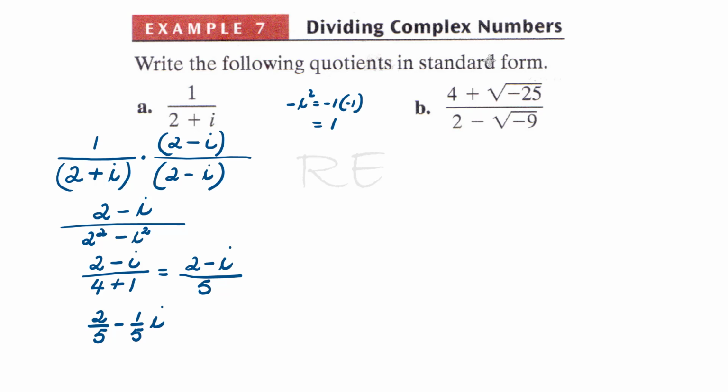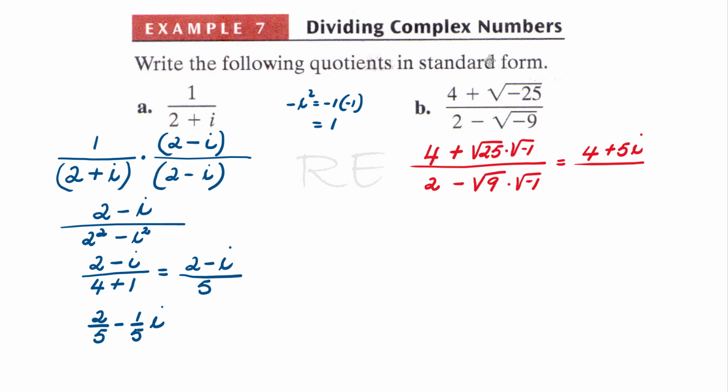We're going to simplify b first. 4 plus square root of 25 times square root of negative 1, divided by 2 minus square root of 9 times square root of negative 1. 4 plus square root of 25 is 5i. Square root of negative 1 is i. 2 minus 3i.